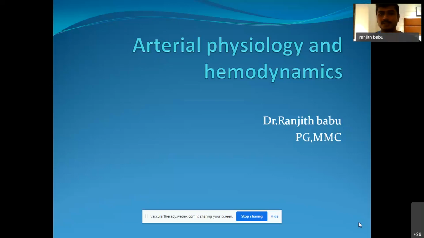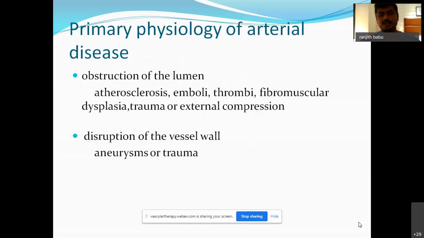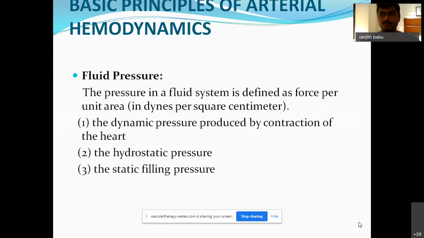Good evening, everyone. First of all, I want to thank everyone for giving me the opportunity to present in this forum. Today, I'm going to present about arterial physiology and hemodynamics. My plan is explaining the basic concepts of hemodynamics and its clinical applications in arterial disease. Whatever the arterial disease, the primary physiology comes under either obstruction of the lumen or disruption of the vessel wall. So we are going to see the hemodynamic basis of these obstructions and the disruption of the vessel wall.